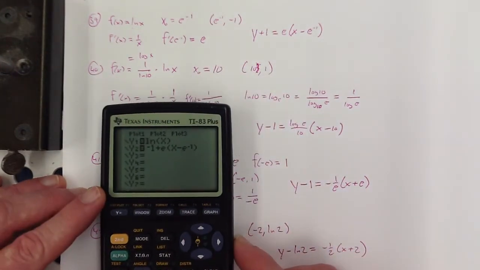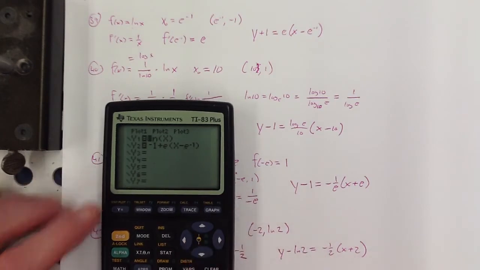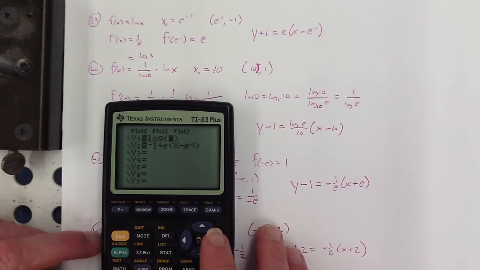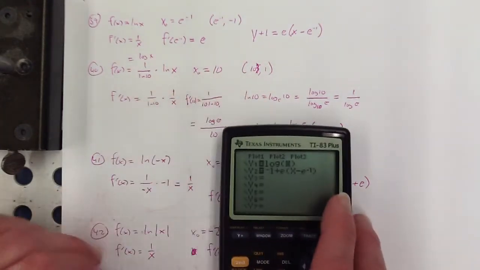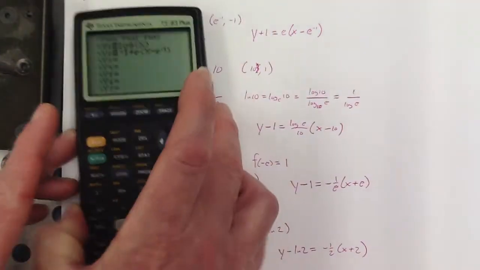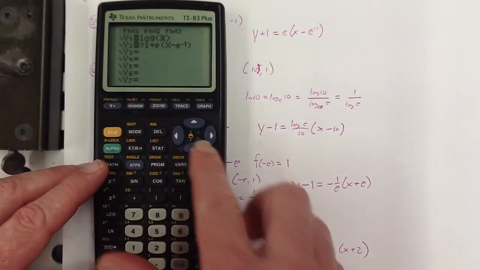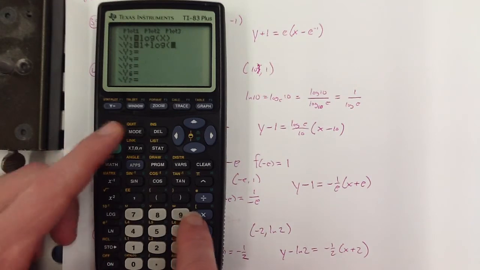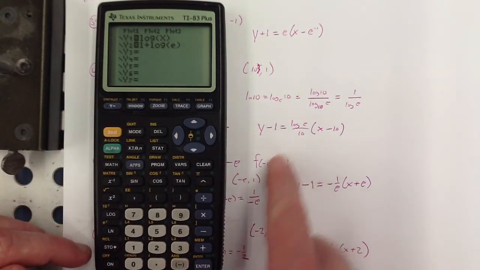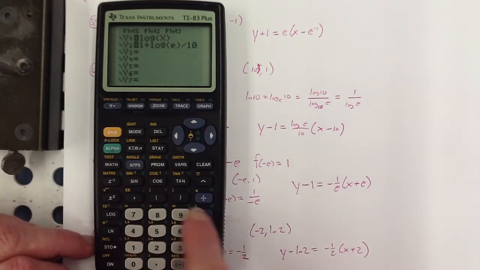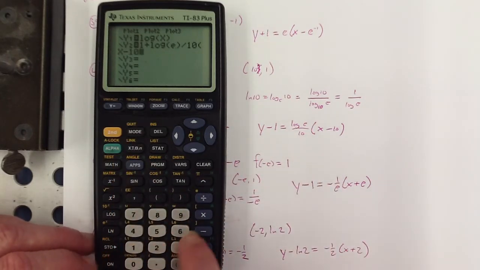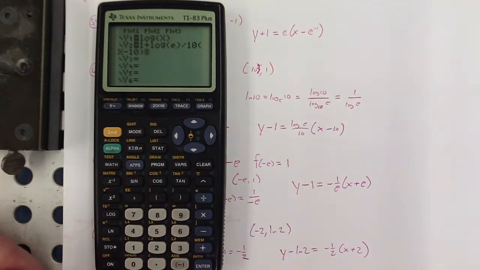So how about number 40? That was log x, right? And here, my tangent line is 1 plus the log of e over 10 times x minus 10. I think I'm good there.